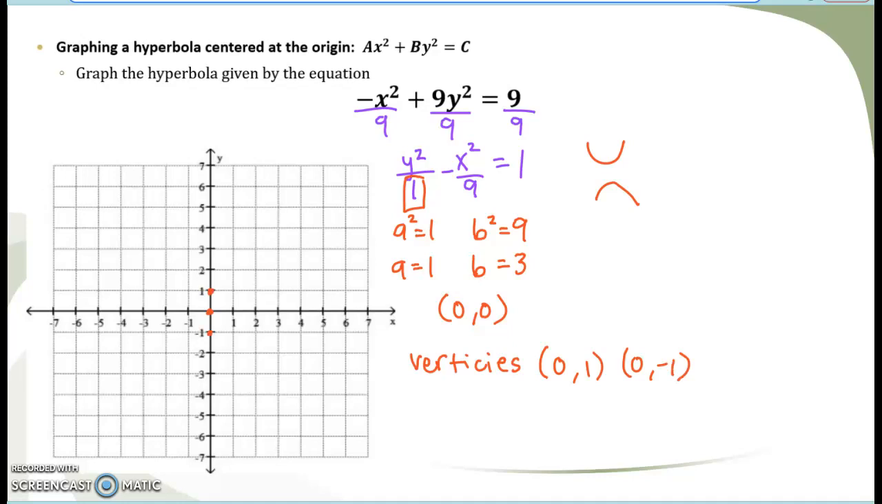And then I go ahead and draw my box. I've already gone out a from my vertex. So now I need to go out b in the other direction. So I go 1, 2, 3 to the right and 1, 2, 3 to the left. And I build this box here. Now we can see this box is going to be nice and skinny. And then I draw in my asymptotes like this.